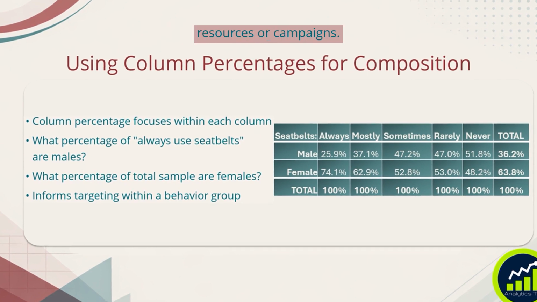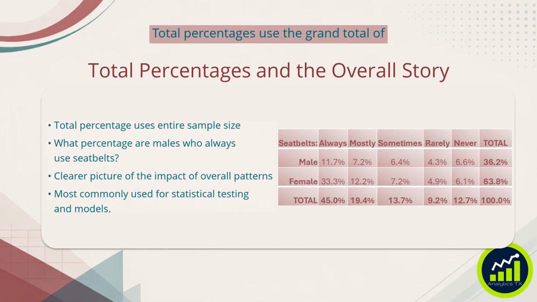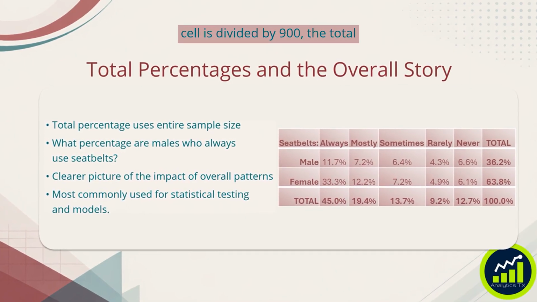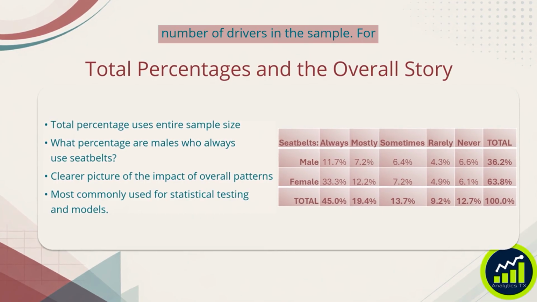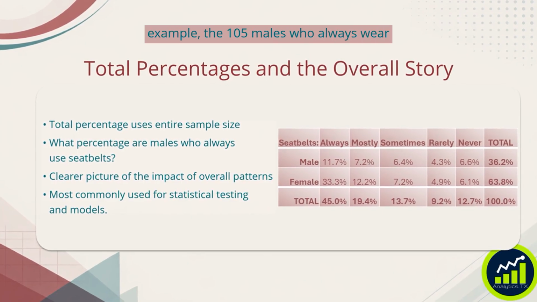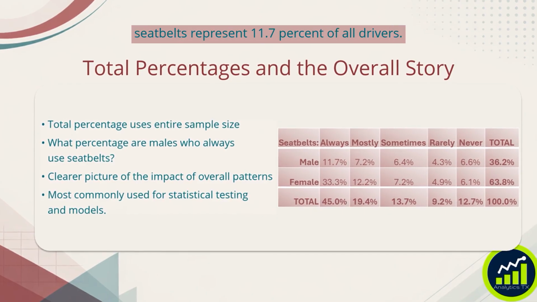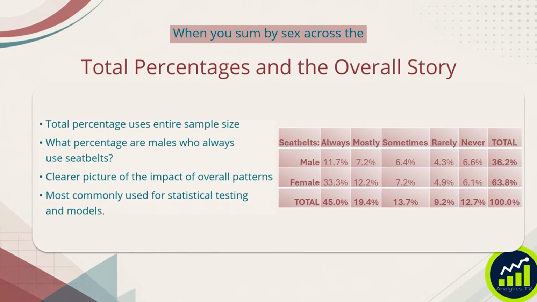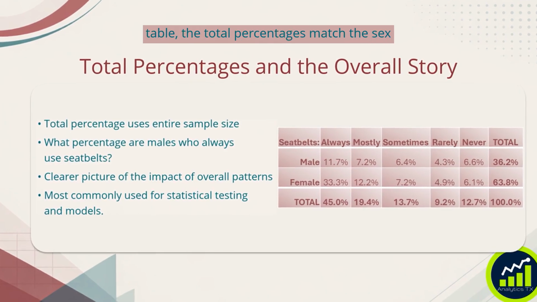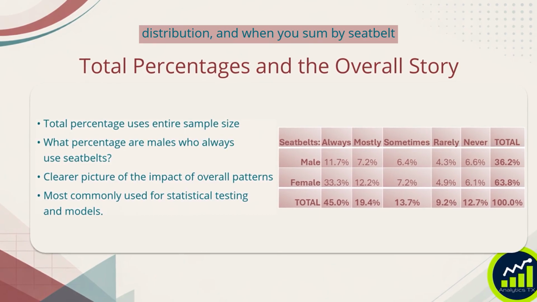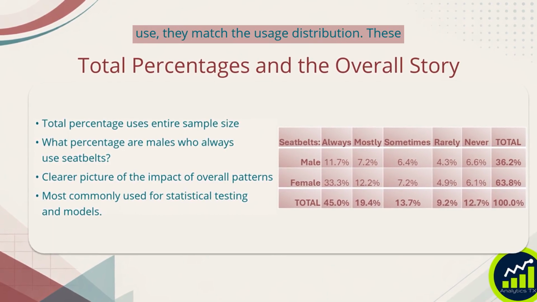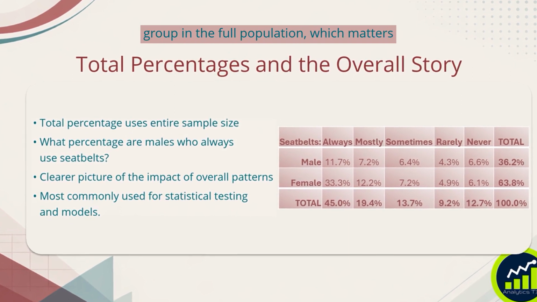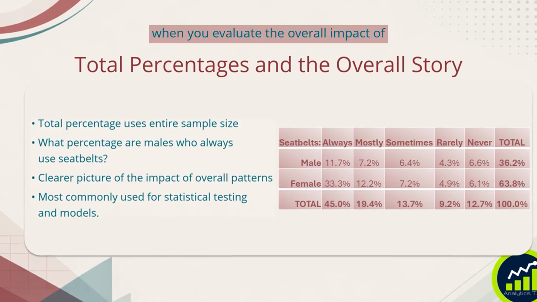resources or campaigns. Total percentages use the grand total of all observations as the base. Here, each cell is divided by 900, the total number of drivers in the sample. For example, the 105 males who always wear seatbelts represent 11.7% of all drivers. When you sum by sex across the table, the total percentages match the sex distribution, and when you sum by seatbelt use, they match the usage distribution. These percentages show the relative size of each group in the full population, which matters when you evaluate the overall impact of any behavior.